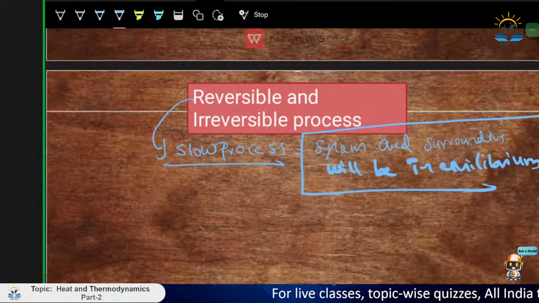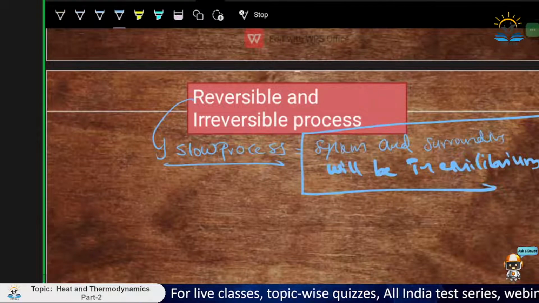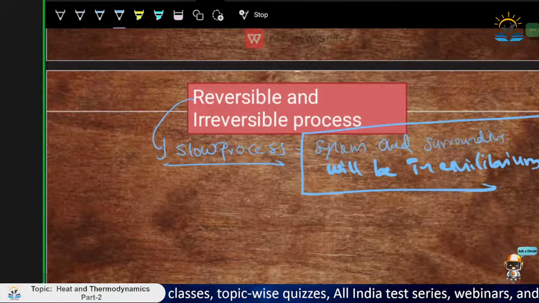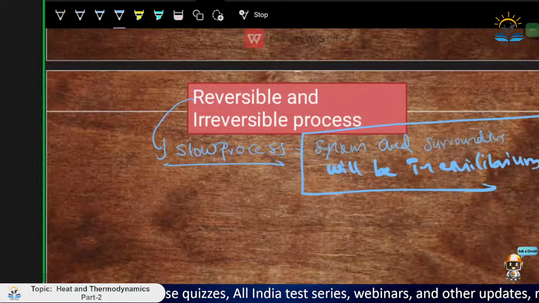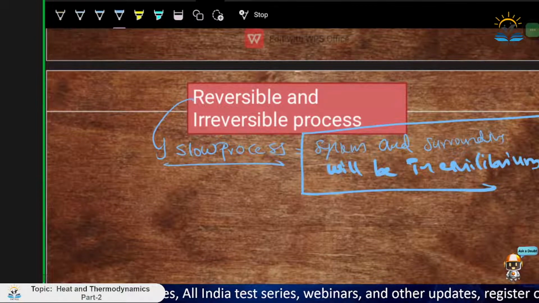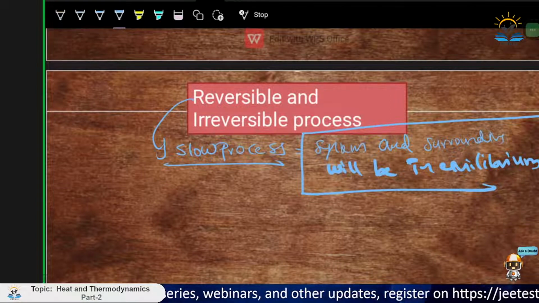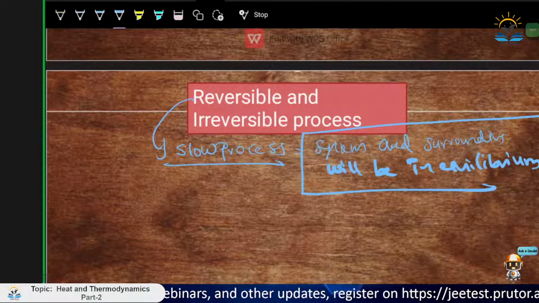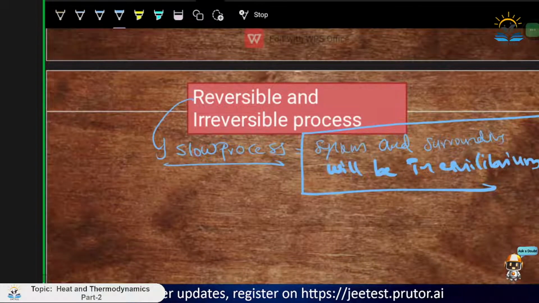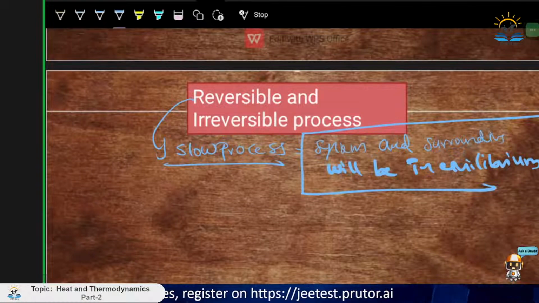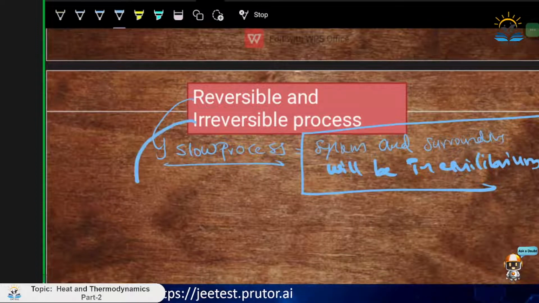In a reversible process, we don't want to make any change in the surrounding to bring the system back to its normal state. We don't want to put any external changes in the system or surrounding to make the process go back. Without doing anything, the system will come back to its normal state. That is a reversible process.